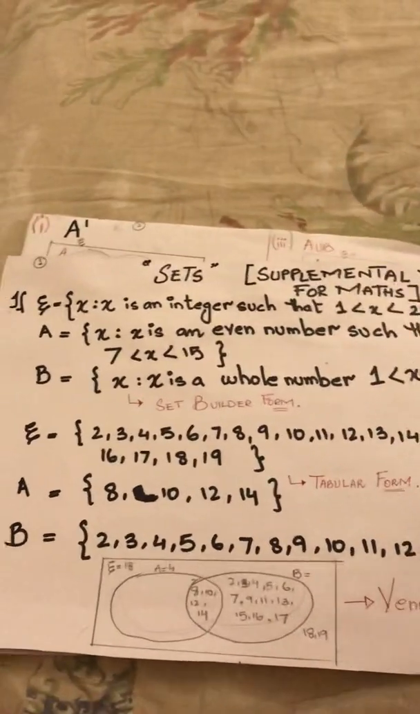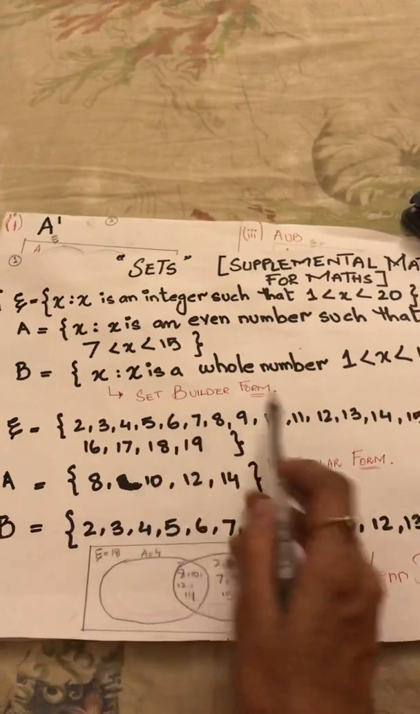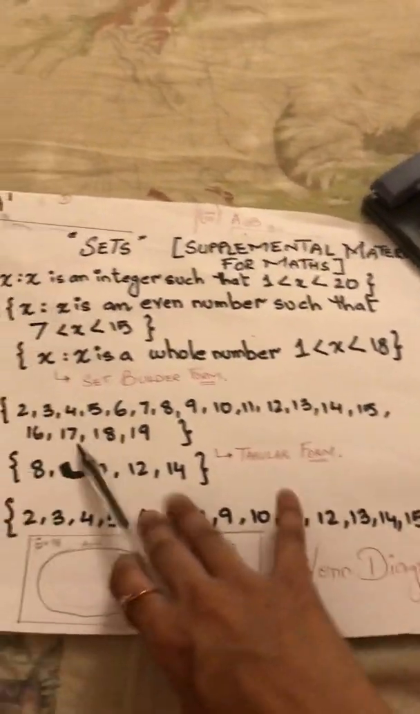In the video prior, I have given you the explanation regarding the question which states the set builder form, and we have converted it into tabular form and also drawn the Venn diagram. Now let's start with the solution of the question.